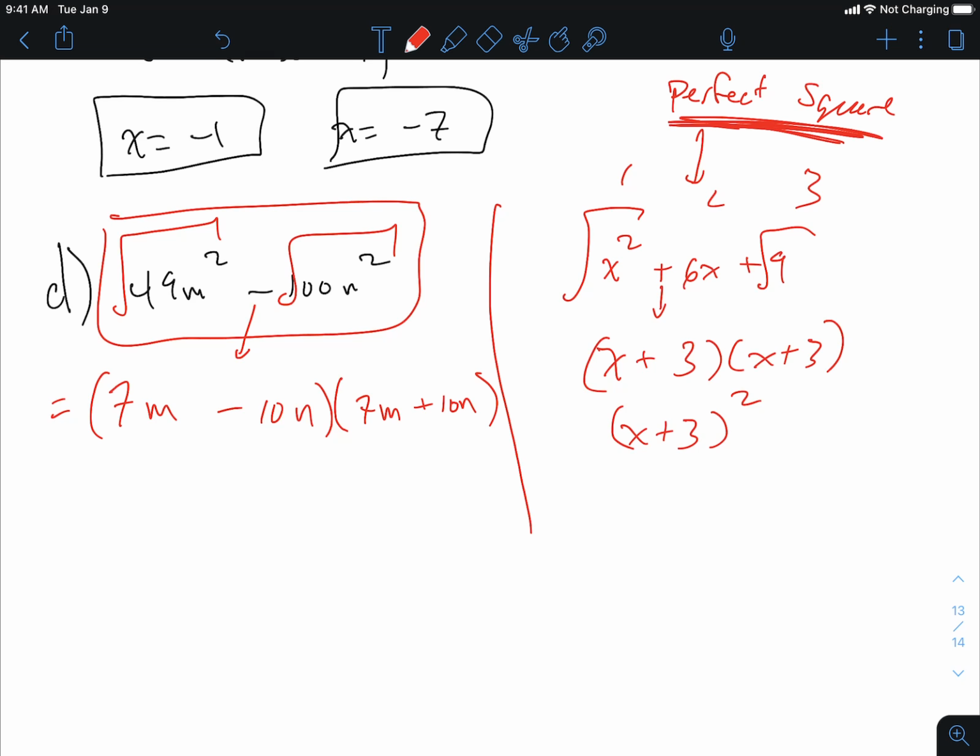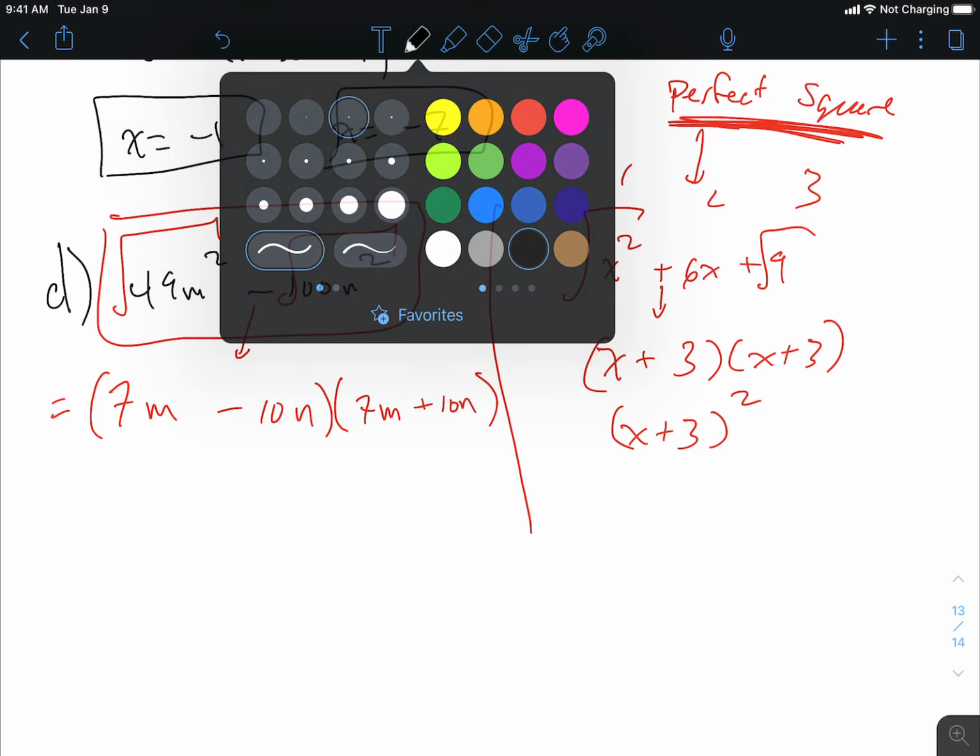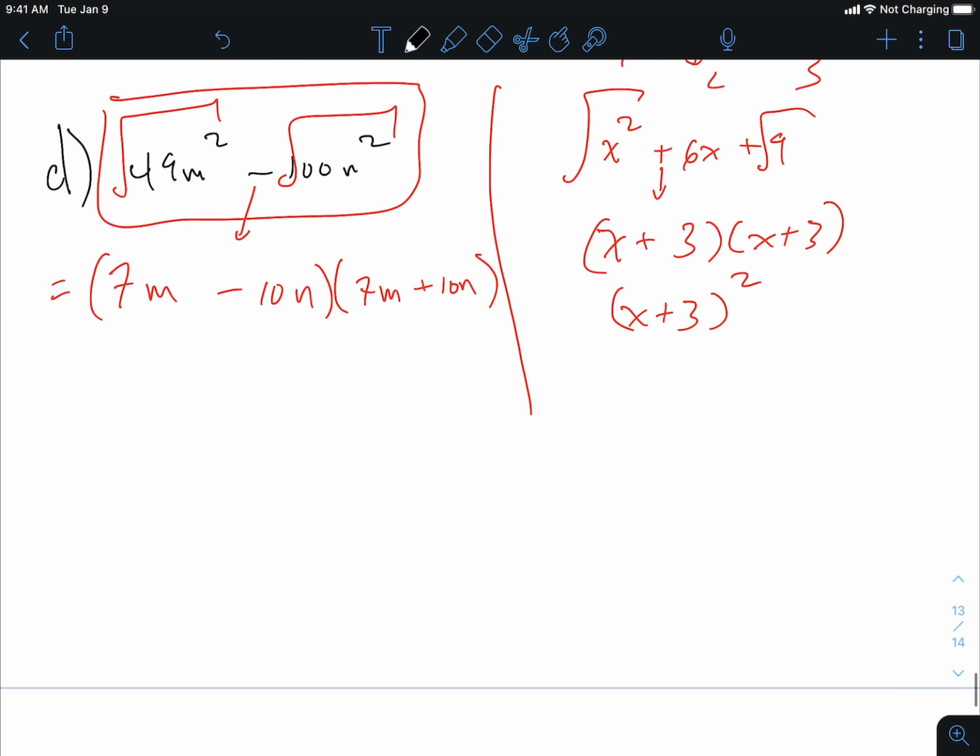Okay, kind of did two questions there as well. You might see a perfect square somewhere. Sure enough. This is just factoring. Okay. Let's do E. Where are we? E.